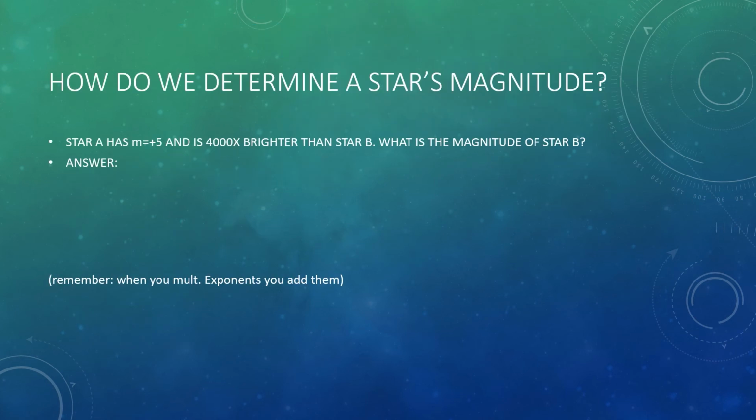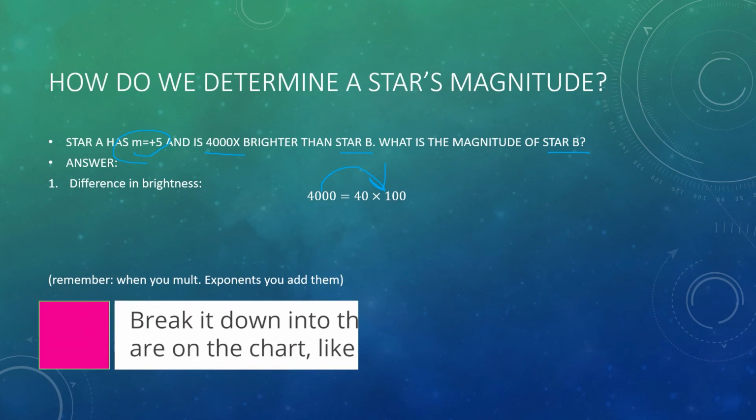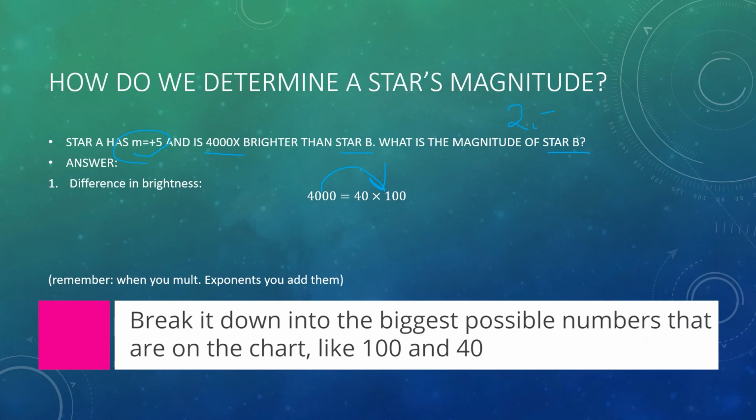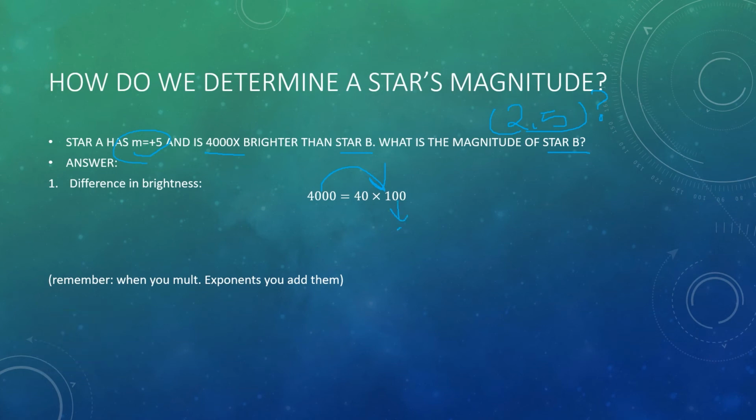So how do we determine a star's magnitude? Star A has an apparent magnitude of +5. It is 4,000 times brighter than star B. What is the magnitude of star B? Let's find out. Difference in brightness, 4,000, breaks down into 40 times 100. So now you're going to go back to that chart, and you're going to look at it, and you're going to say, okay, 2.5 to what power gives us a 100 times difference? In this case, for 100, it is 5. And in the case of 40, it is 4.